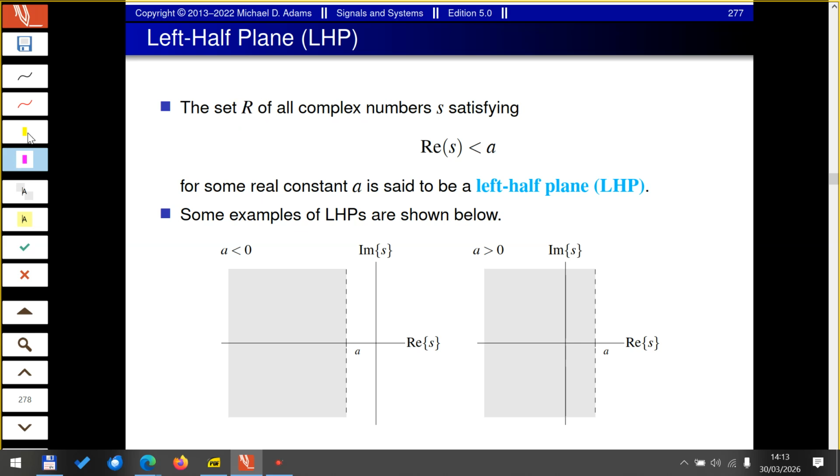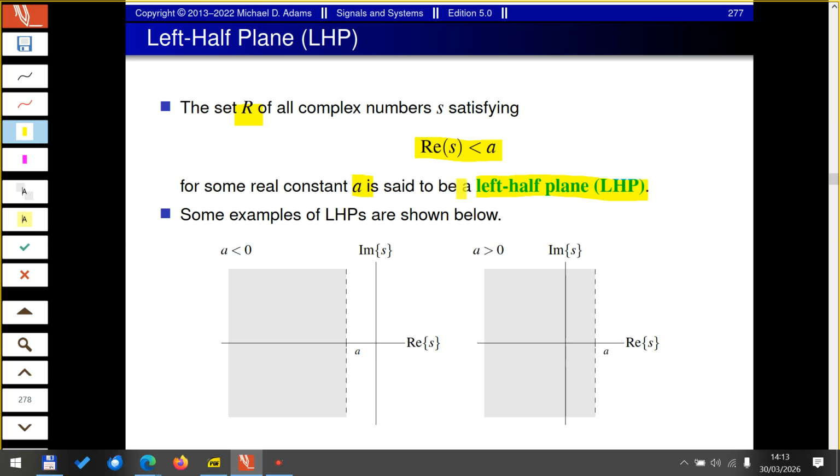Let me use some different color. So R will typically represent the region of convergence, and it will be a subset of the complex plane. So if it is of this form, and a is some real constant, this will be called a left half plane, right?